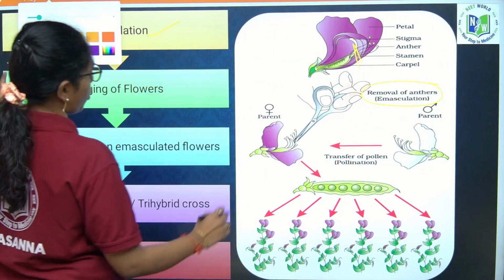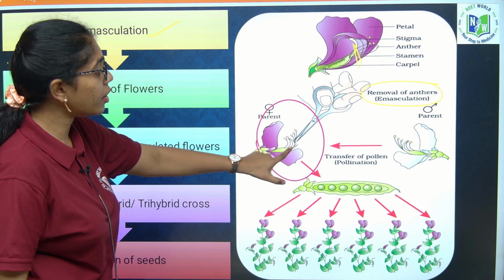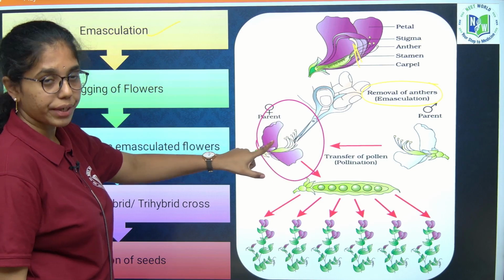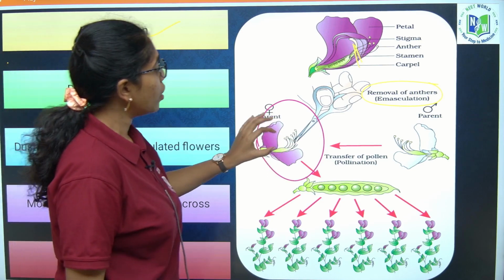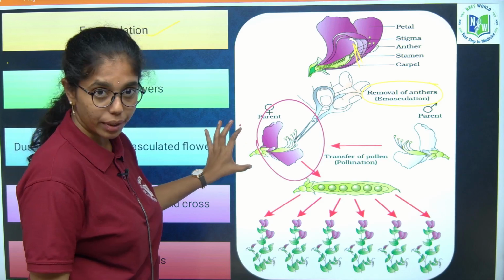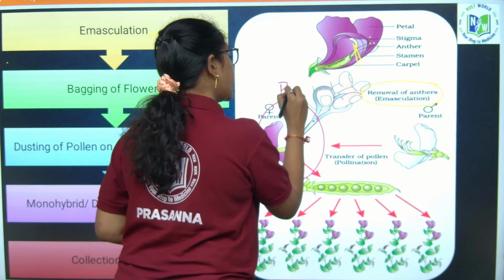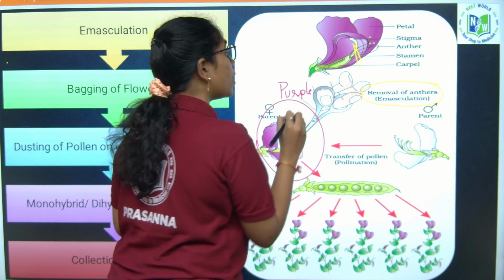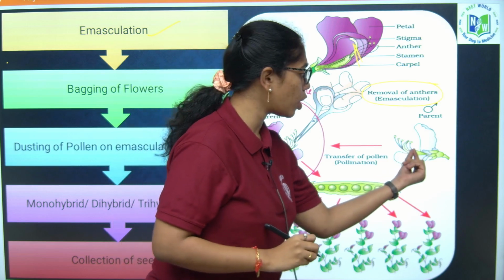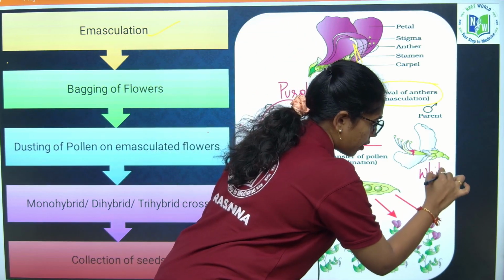They are bagged properly so that the pollen from other flowers will not reach the stigma of the emasculated flower. Clear? Now, when we are removing the anthers from a dominant trait, here the dominant trait is flower color, that is purple, right? Now, we will choose the pollen of a recessive trait. White is the color of a flower.